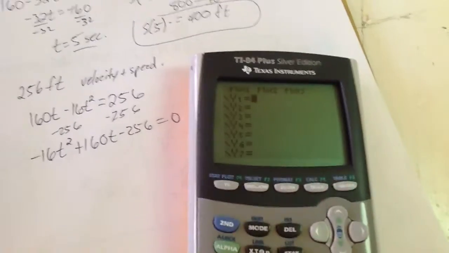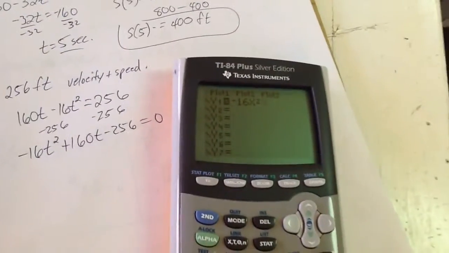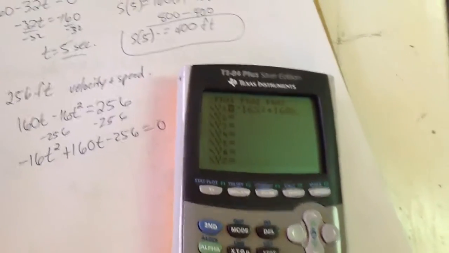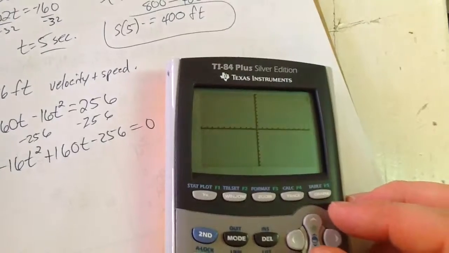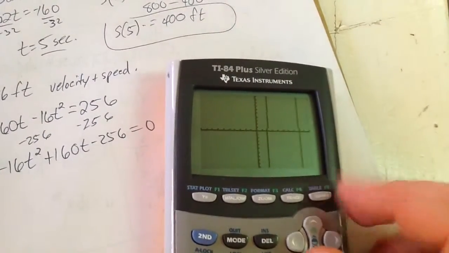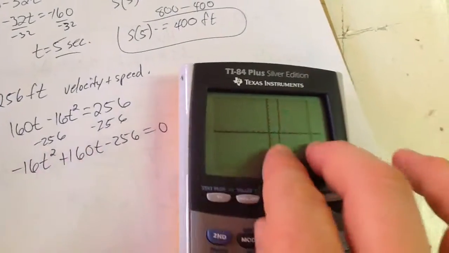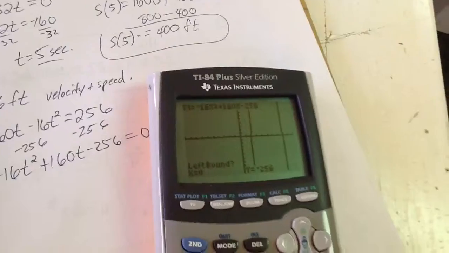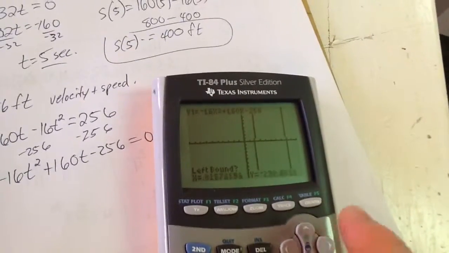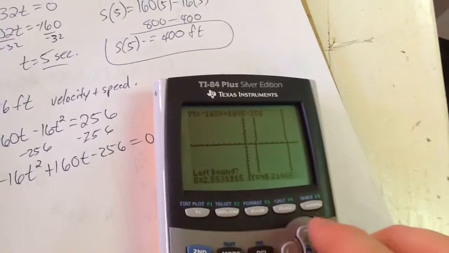Assuming this is a calculator problem. Negative 16t squared plus 160t minus 256. Graph it. Oh, there are my 2 zeros, right? We want to know when x, or t, is equal to 0. So we get second calc, zero. You got to do the whole left bound, right bound thing. I don't even see my cursor.